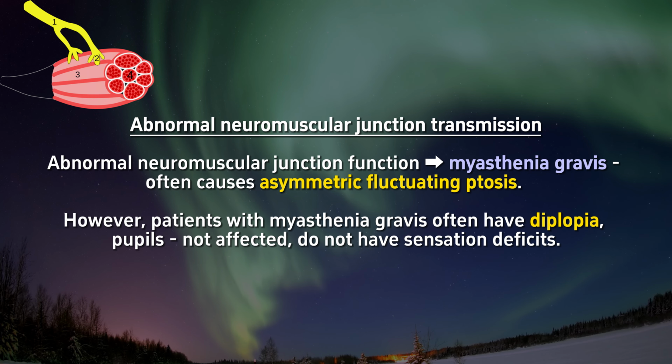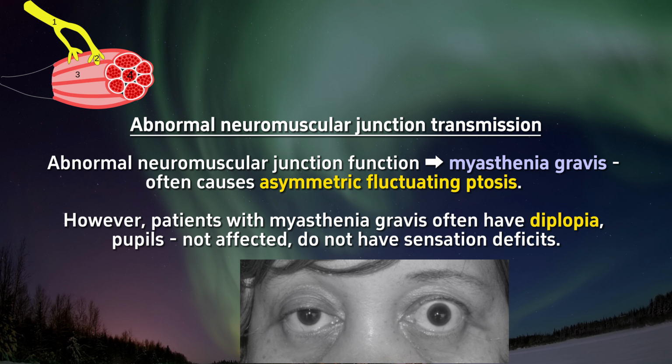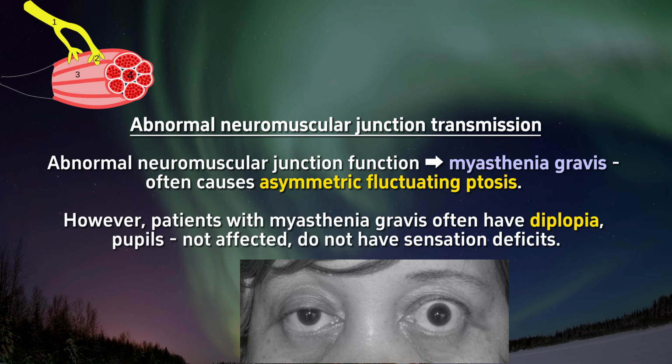Choice A. Abnormal neuromuscular junction function can result in myasthenia gravis, which often causes asymmetric fluctuating ptosis. However, patients with myasthenia gravis often have diplopia, the pupils are not affected, and they do not have sensation deficits.